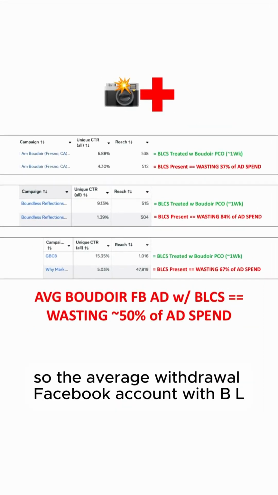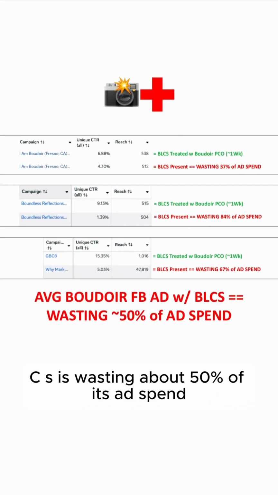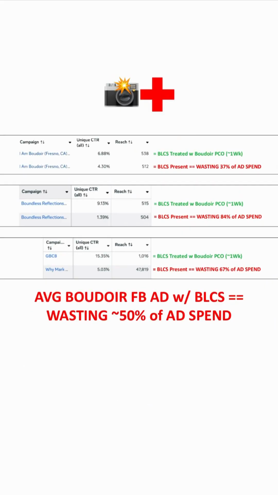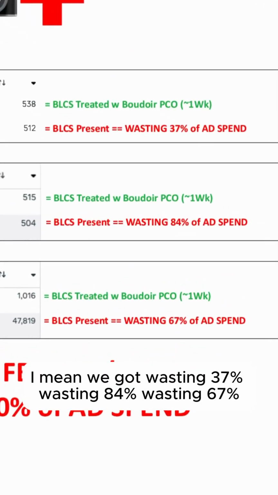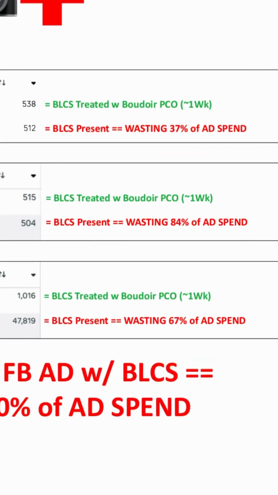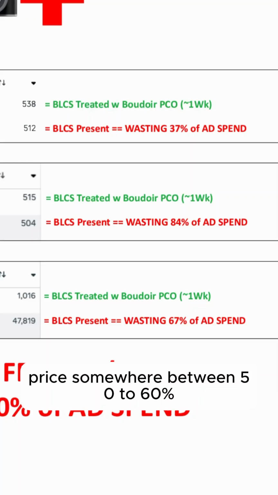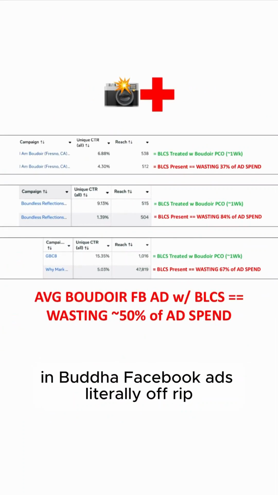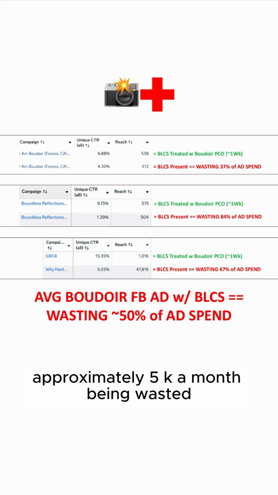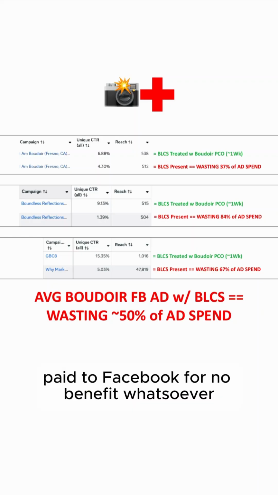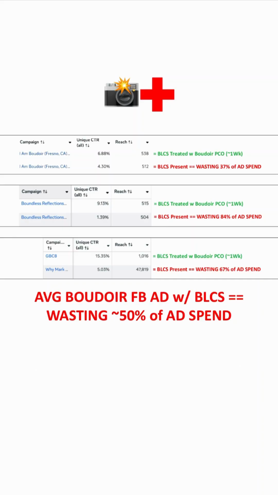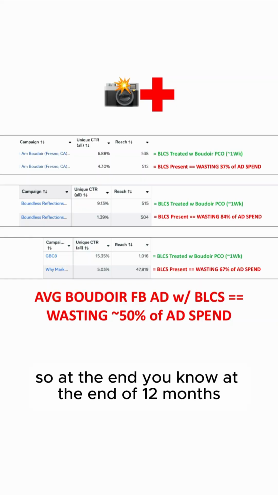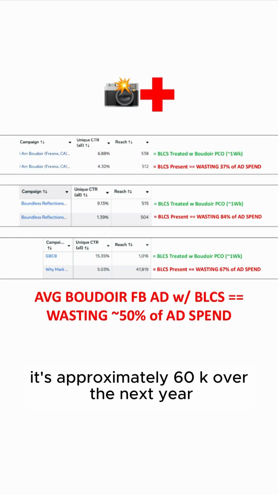So the average Boudoir Facebook ad with BLCS is wasting about 50% of its ad spend. Look at the numbers right here. We got wasting 37%, wasting 84%, wasting 67%. Take the average of these numbers, probably somewhere between 50 to 60%. So that means for Boudoir Facebook advertisers spending more than 10 grand a month in Boudoir Facebook ads, literally off the rip, approximately 5K a month is being wasted, paid to Facebook for no benefit whatsoever. And that's every single month. So at the end of 12 months, it's approximately 60K over the next year.